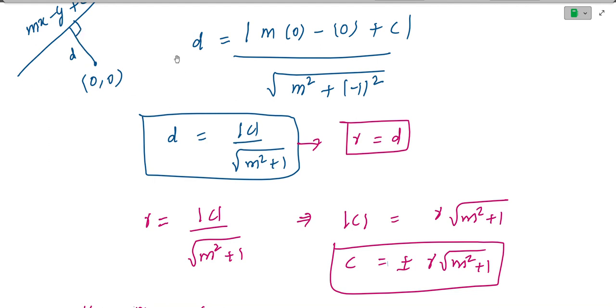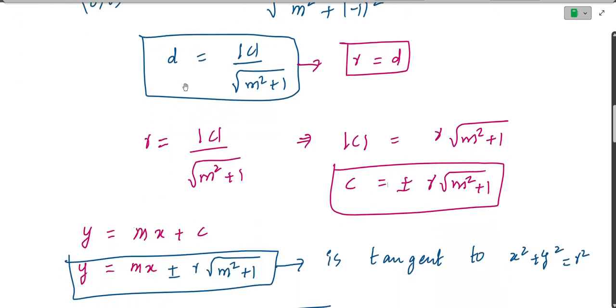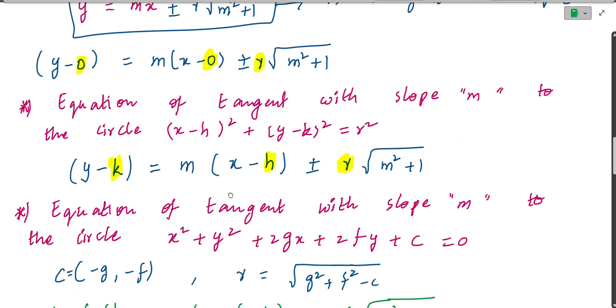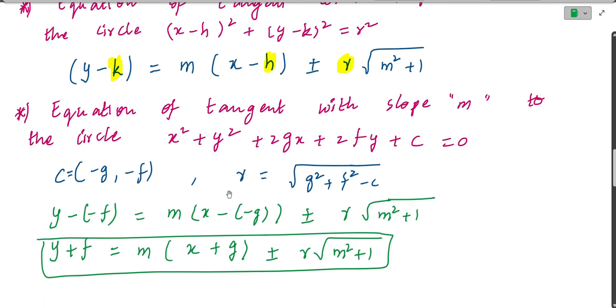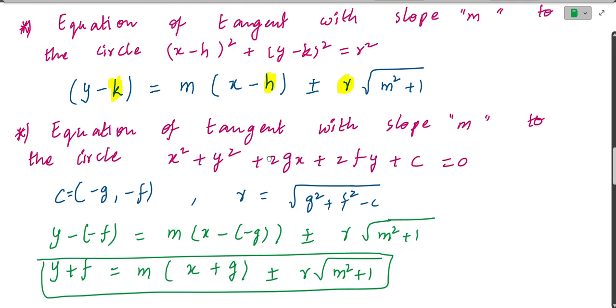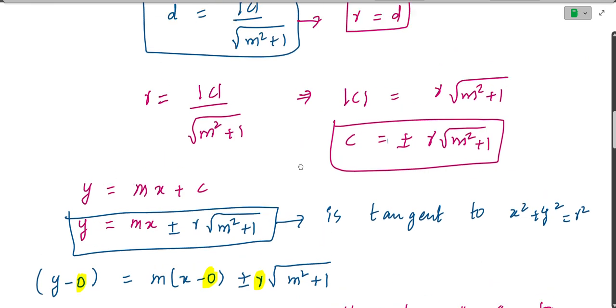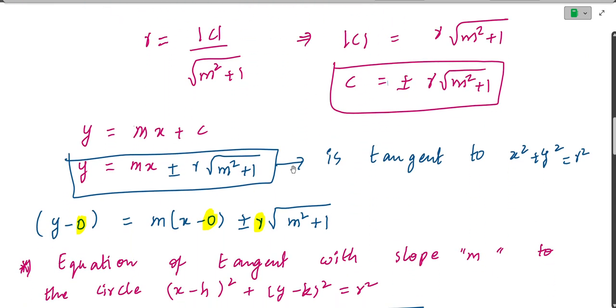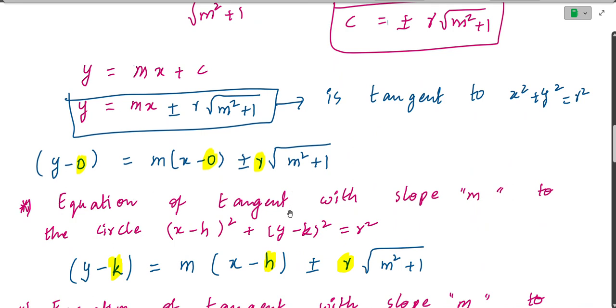While we solve an example problem based on this concept, we will try to find the equation of the tangent with the help of the formula, as well as by applying the concept r is equal to d, that is the tangent condition. In both ways, we will check the equation, whether we are getting the same answer or not.